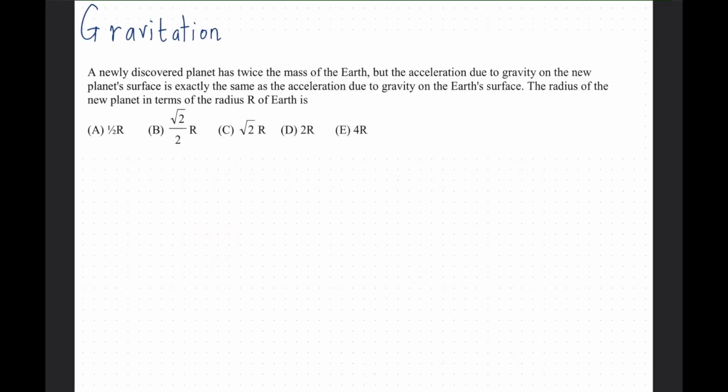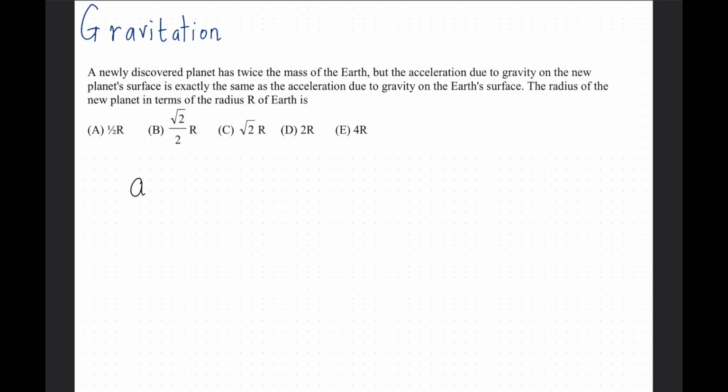This is the third problem of similar kind. Let's just check how to do this one. A newly discovered planet has twice the mass of Earth, but acceleration due to gravity on the new planet's surface is exactly the same as the acceleration due to gravity on Earth's surface. The radius of the new planet in terms of r of Earth is.